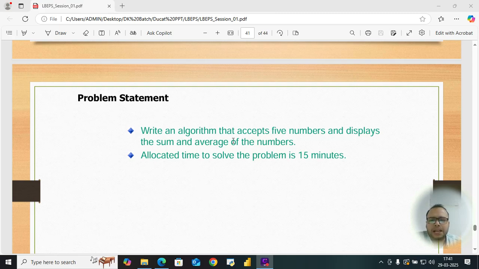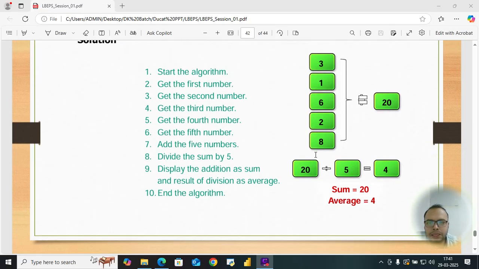Here you can see the next problem: write an algorithm that takes 5 numbers and finds the sum and average of the numbers. So the average is total divided by the number of elements. We take 5 numbers here: get the first, second, third, fourth, and fifth, then divide the sum by 5 and display the sum and the result of the division as the average. So the total is 20, and 20 divided by 5 equals 4. So the sum is 20 and the average is 4. This is how you can make a total and find the average of the numbers.